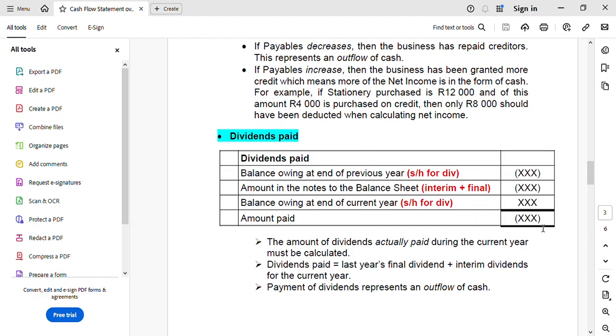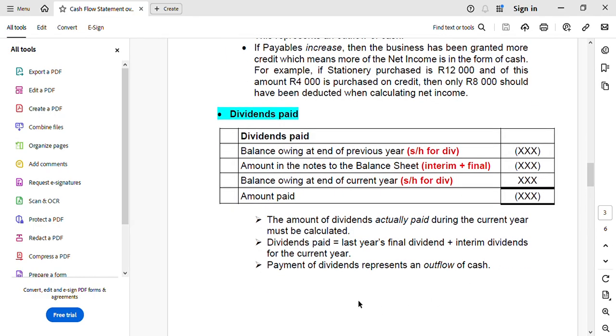If you look at this in summary then, the dividends that we actually pay are last year's final dividend, that's this one, plus this year's interim dividend, which is the difference between your retained income amount for dividends and your shareholders for dividends at the end of the year. And remember, dividends are being paid, so that will be an outflow of cash here.